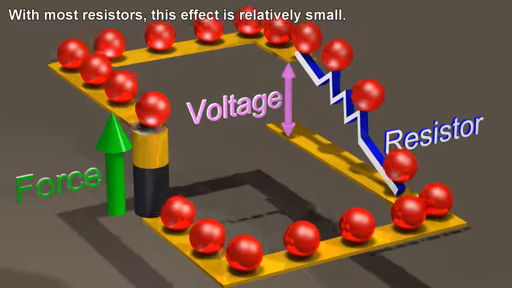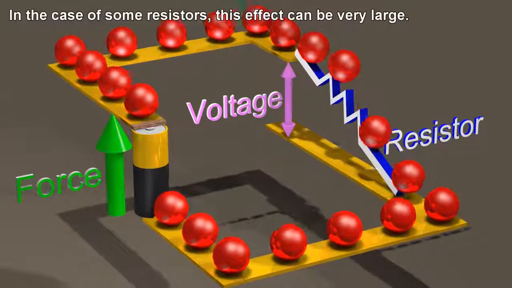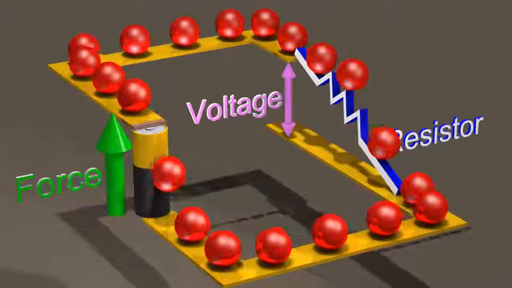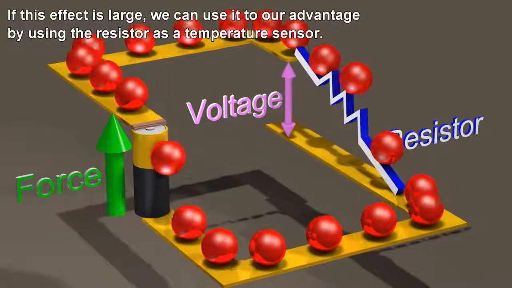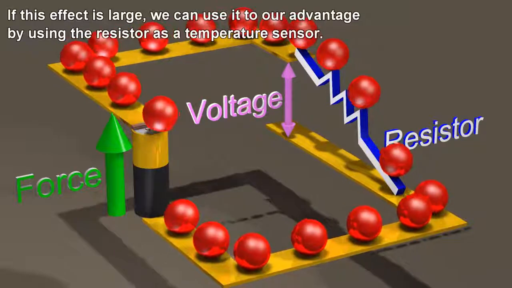With most resistors, this effect is relatively small. In the case of some resistors, this effect can be very large. If this effect is large, we can use it to our advantage by using the resistor as a temperature sensor.